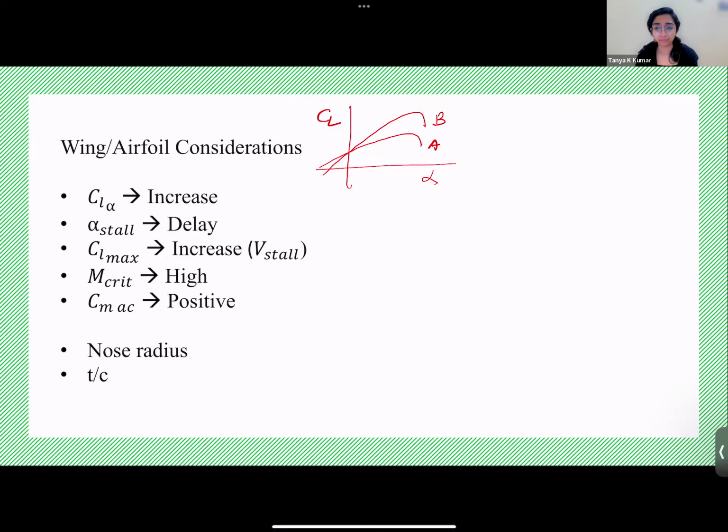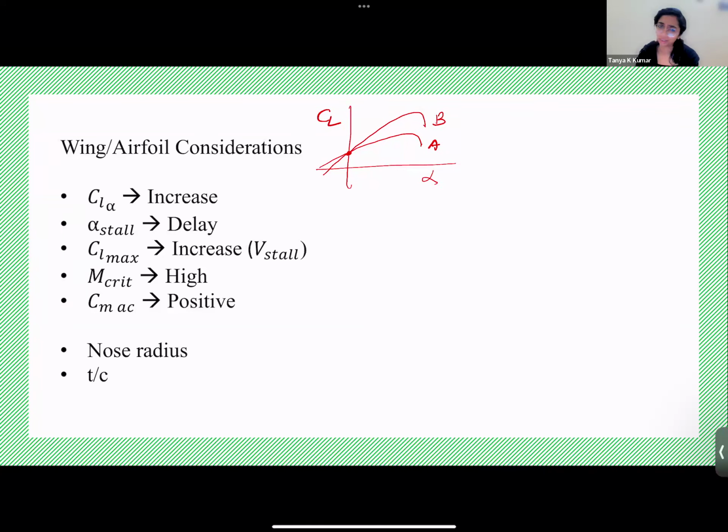Why do we need a higher CL alpha? CL alpha is the slope. We need a higher CL alpha. So why do we need a higher CL alpha? For positive CM naught. Okay. So Prajwal has said it's for a positive CM naught. Both these cases, A and B, have the same CM naught, right? This is CM naught.